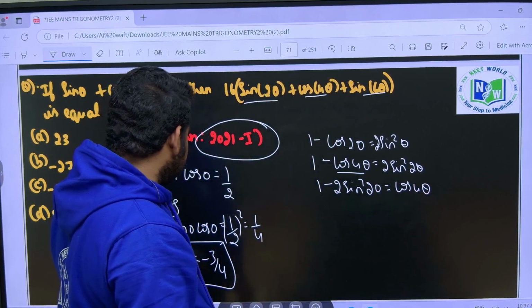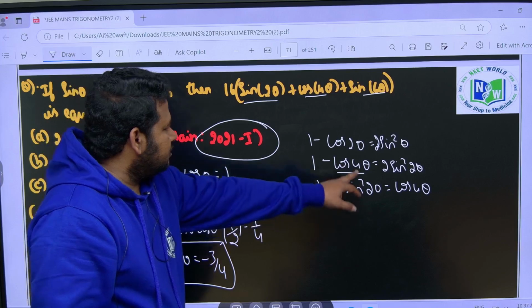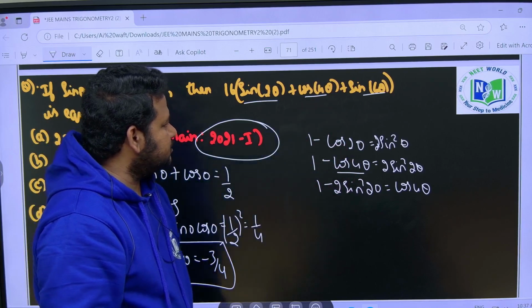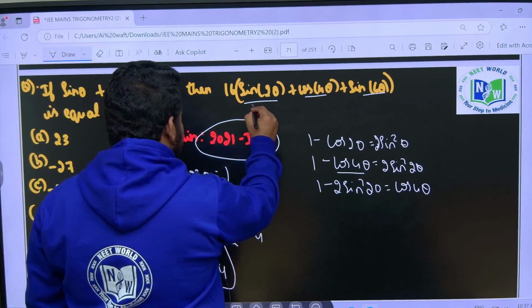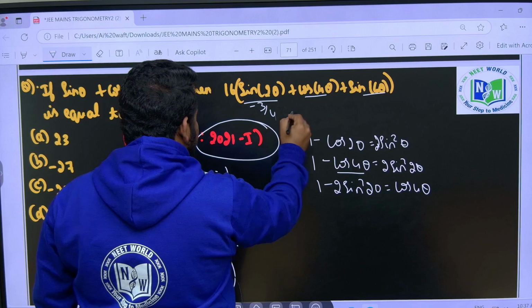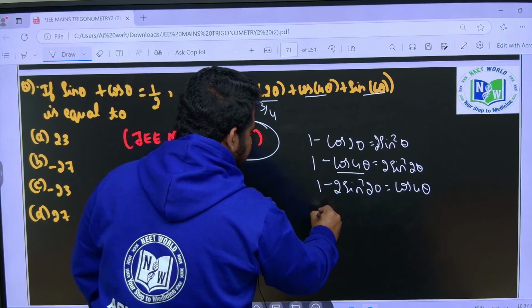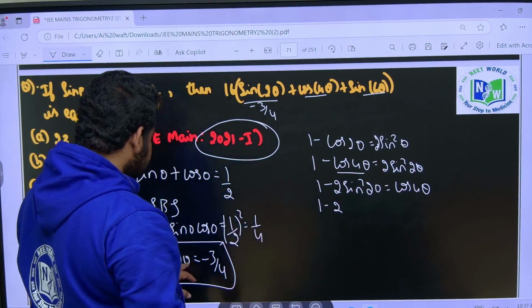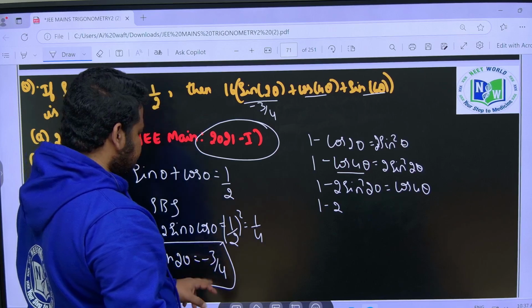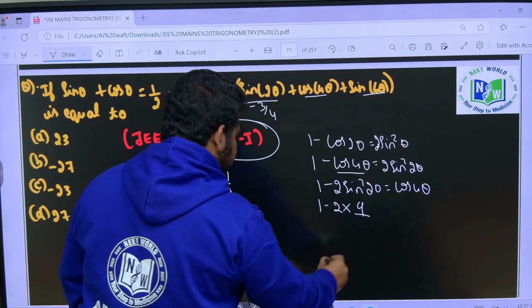So I have got sin 2 theta is equal to minus 3 by 4. I have got cos 4 theta is equal to 1 minus 2 sin square 2 theta. So this value is minus 3 by 4. And this value is what, friends? 1 minus 2 sin square 2 theta. Sin 2 theta is minus 3 by 4. If you square it, you will get 9 by 16, so 2 into 9 by 16.